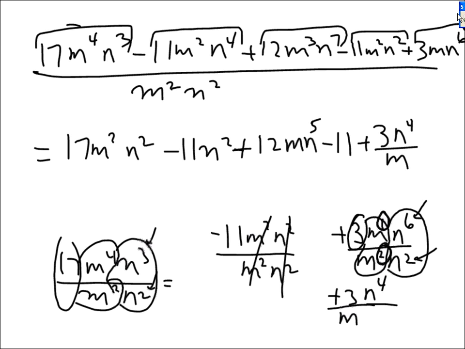When we did this division, 3 minus 2 is 1. Underneath, it should say 17m squared n, shorthand for n to the 1, minus 11n squared plus 12m n to the 5th minus 11. Okay, the rest looks fine.